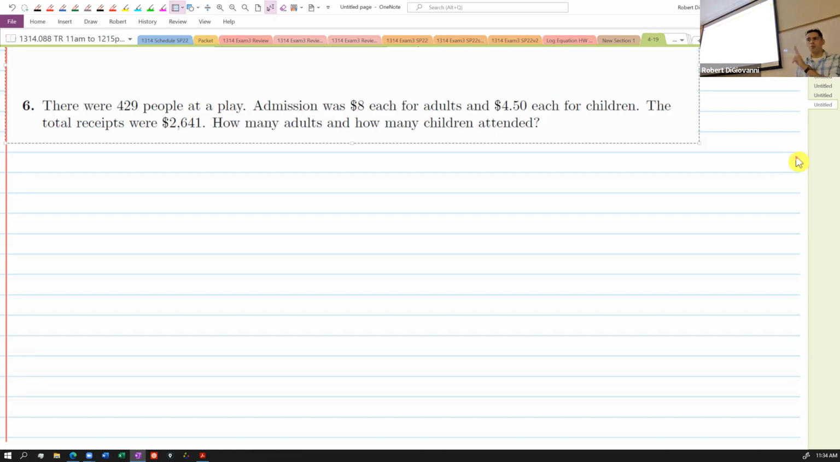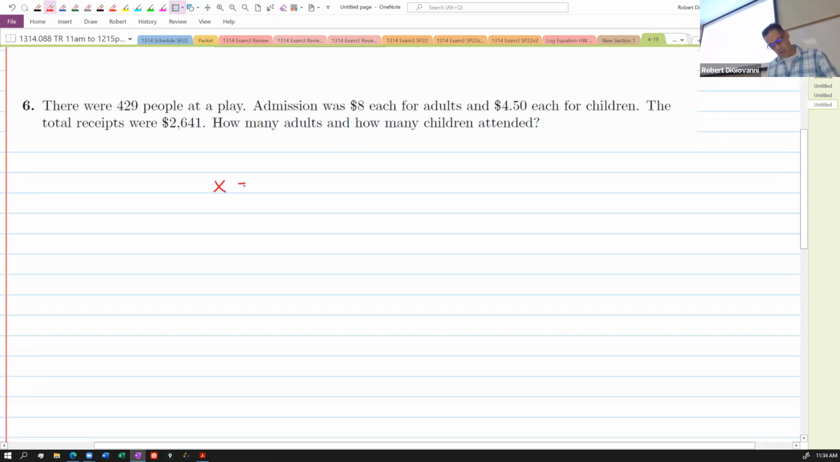So they're asking us for two things, right? How many adults, how many children? So that's what X and Y should be, right? We could let the number of adults be X. I'm going to be a little more formal here the way I do this. I'm going to say X is equal to the number of adults, and let's say Y is equal to the number of children, just so we've established what the two variables mean.